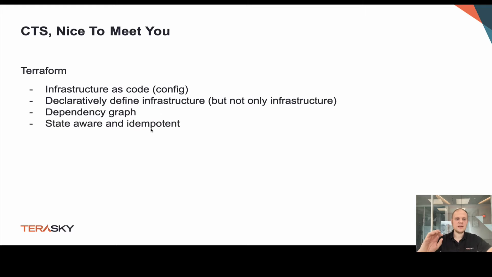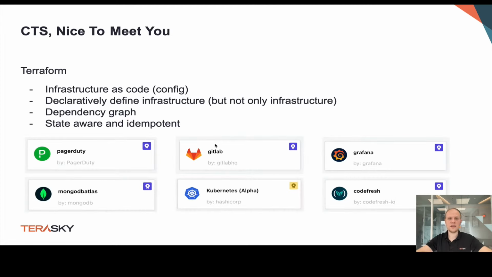Now, it's also state aware, and this is the second awesome part of Terraform, so it only does what it has to do, right? If part of the resources already created, it will not create them again. It will just say, okay, this is fine, let's just do that. Now, those are the providers that Terraform can handle, right? So none of them is explicitly infrastructure, right? GitLab users and repositories that you can create with Terraform, Grafana dashboards, CodeFresh pipelines, or deploy your application into Kubernetes.